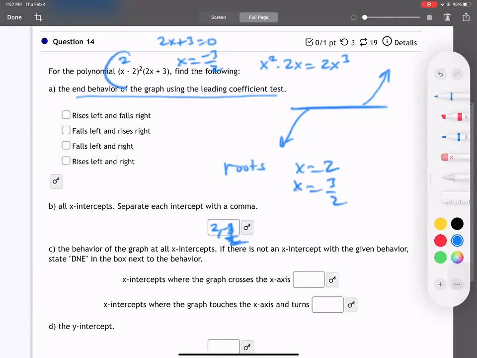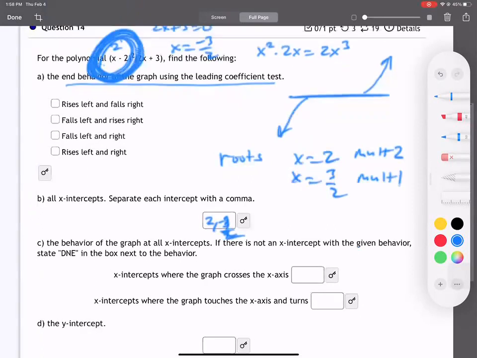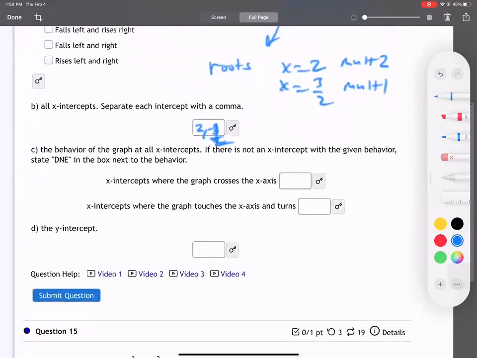But take a look here. We have a multiplicity going on. That's going to be a multiplicity of 2 here and a multiplicity of 1. So where does it cross? It'll cross at -3 over 2 because it only happened once, but it will bounce at 2 because it touches.